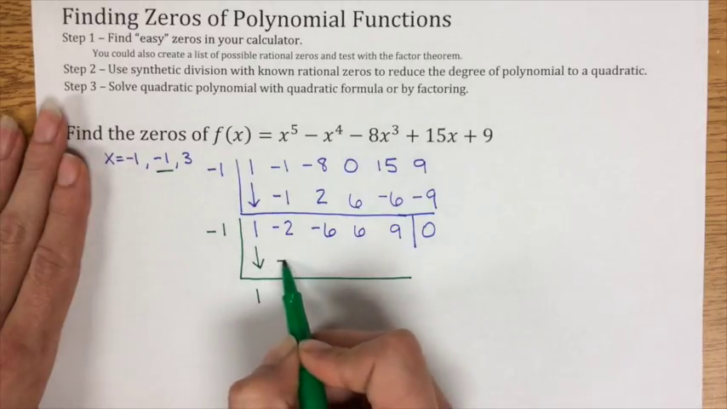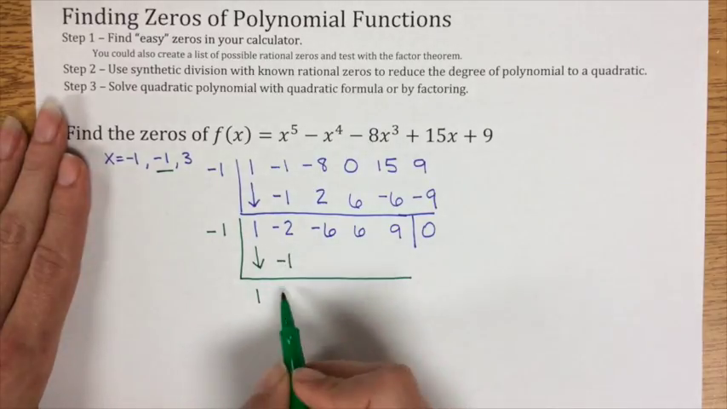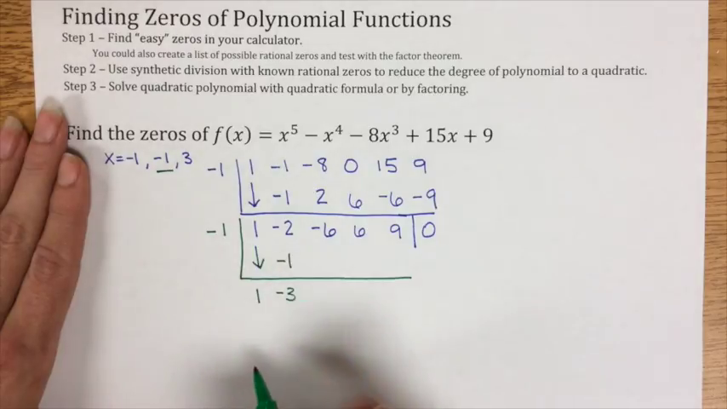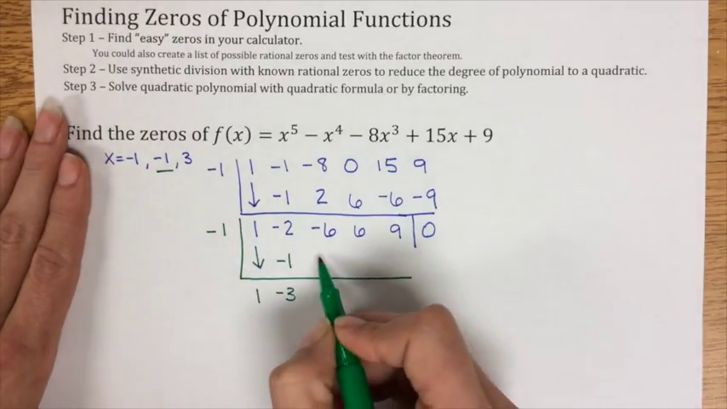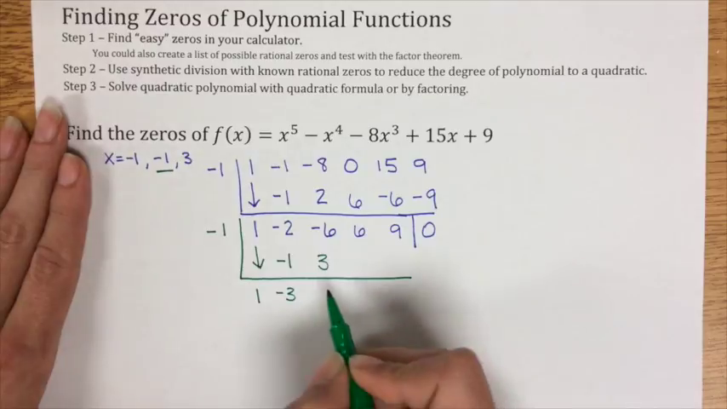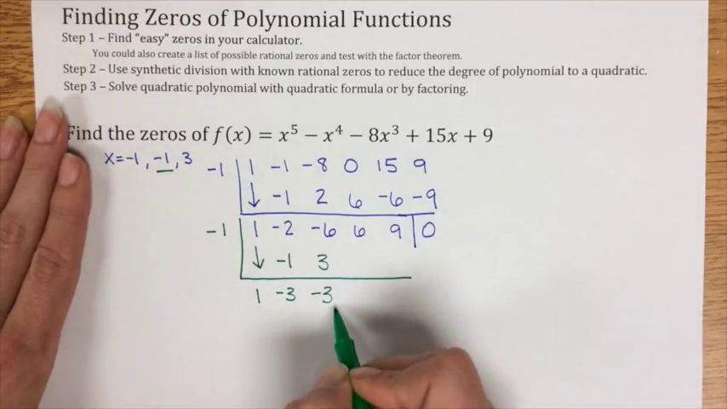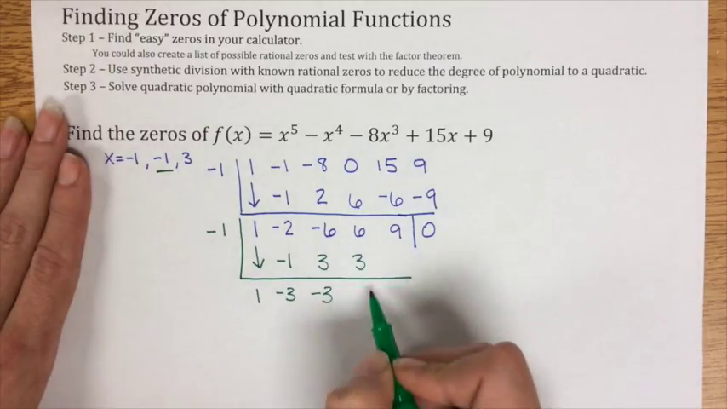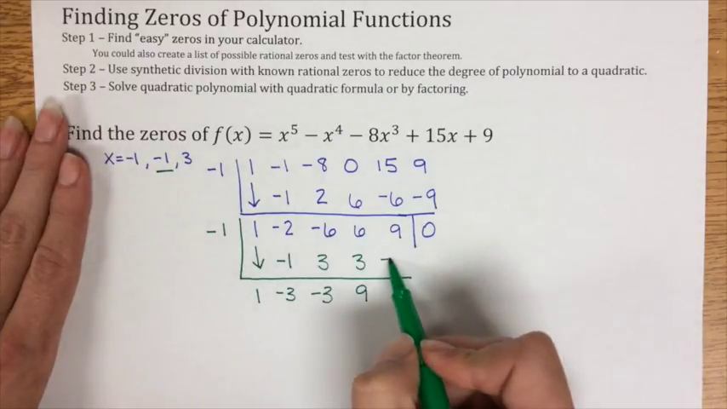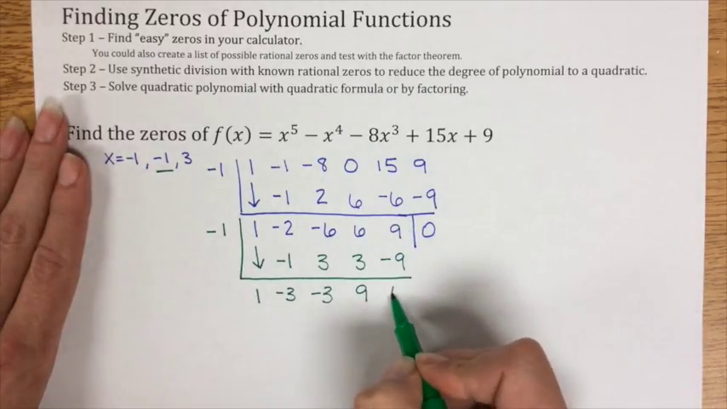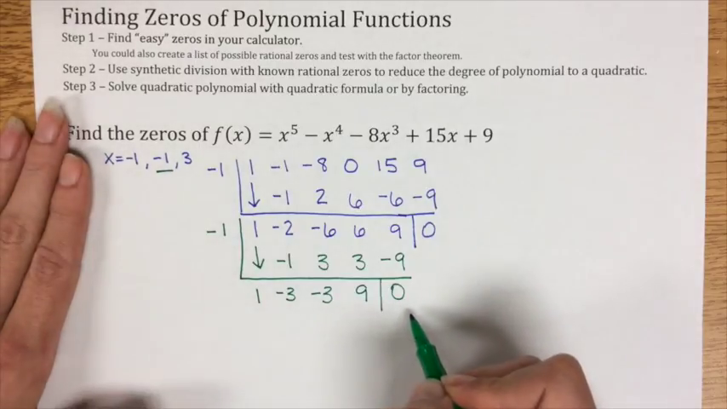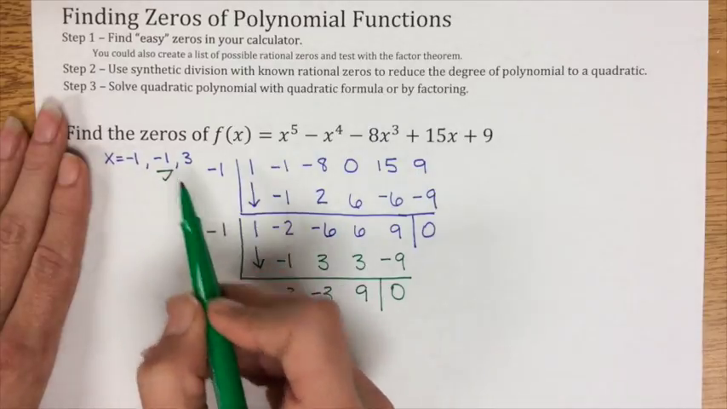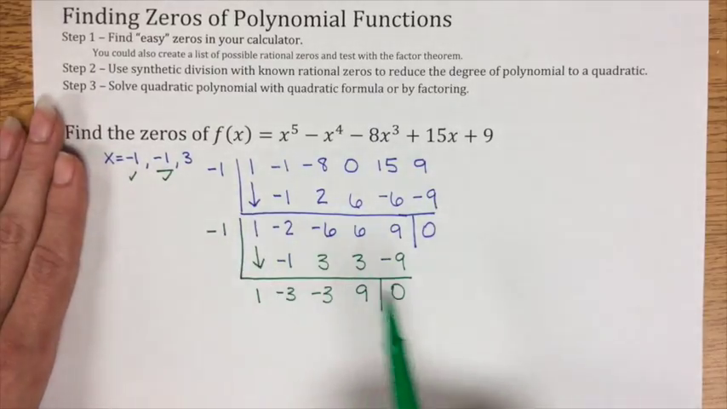1 times -1 is -1. Add down, I get -3. -3 times -1 is +3. Add down, and I get -3. -3 times -1 is +3. Add down, and I get +9. 9 times -1 is -9. Add down, and I get 0. And you'll notice it divided evenly in again. So we know that that was also a 0. So we've used these two.